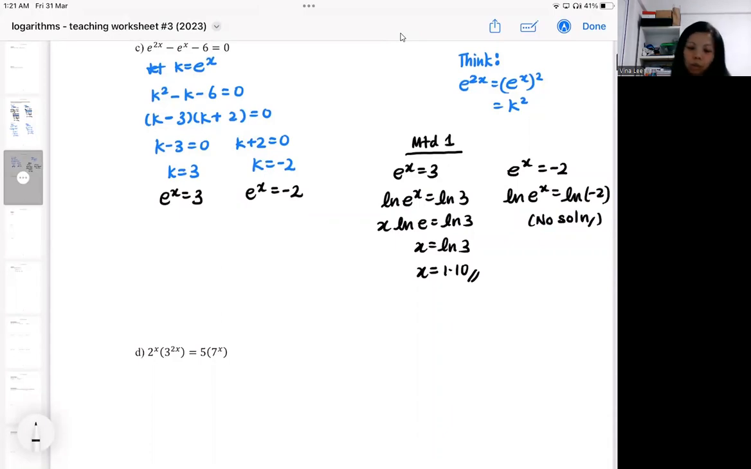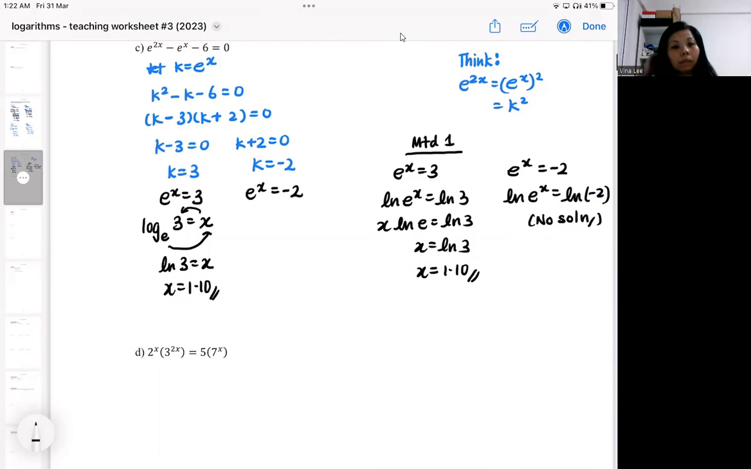Okay, but let's say you decide to do method 2. Then it will be something like this, because you change it to the base and the power. So it's back to the circular motion. So in the end, you get x equal to ln 3, which directly is 1.10. Okay, so if you try doing the same thing here, you will get this. And actually, it's a no solution also.